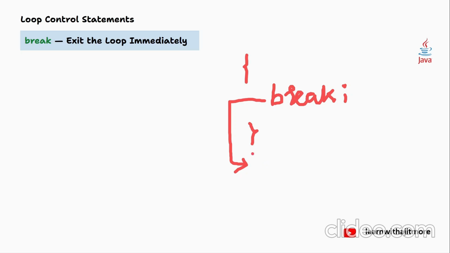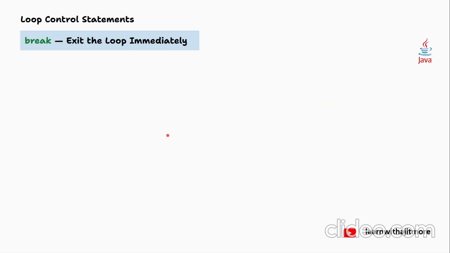That's simple. The principle of break is so simple: break is to break the loop. So within the loop body, whenever break is encountered, the loop is terminated, and control comes out. So it exits the loop immediately.